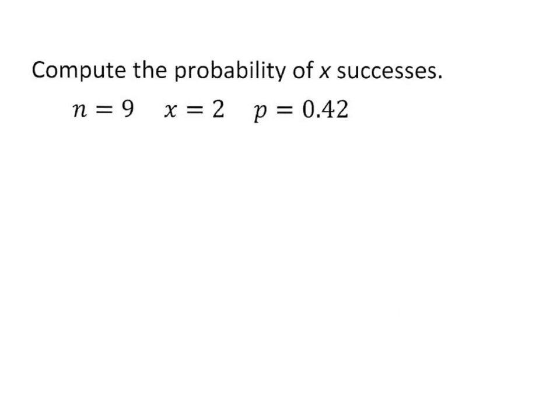So here's a problem without context, just working through the mechanics of the formula a little bit. They tell us n, which means there are 9 trials. Okay, so there's 9 trials. X means the number of successes, which means how many failures are there?